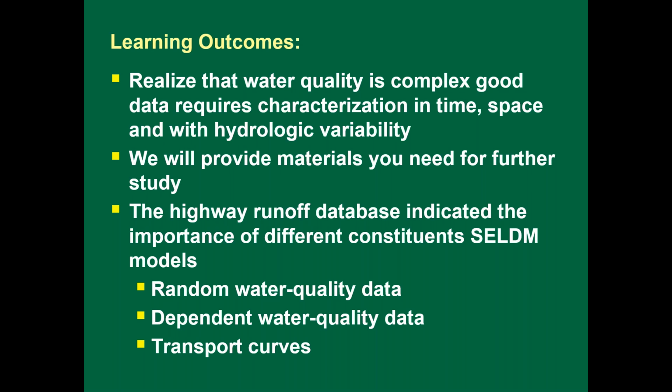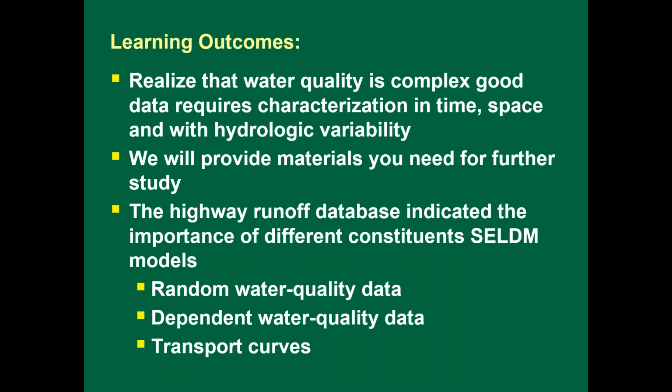There's a number of constituents that have been measured. You can look at the highway runoff database. It will indicate the perceived importance of different constituents. So you can kind of see, I should say the historical importance. You can see a lot of metals and a lot of sediment in the highway runoff database. So you can tell those were of primary interest in the past. Emerging contaminants might be more of a problem in the future.